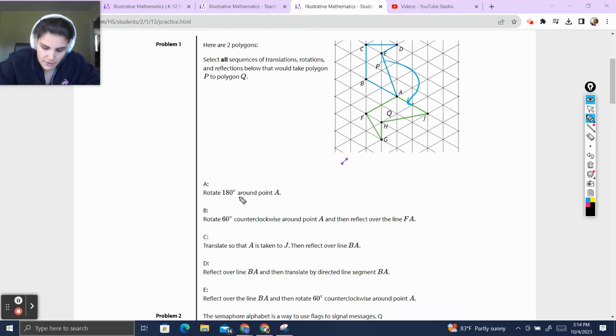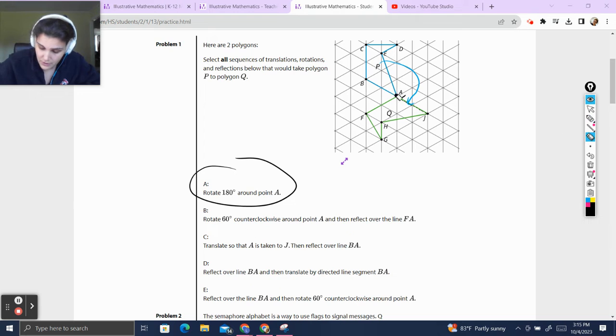A, rotate 180 degrees around point A. So what I like to do is think of one of my lines right here. If I took this line and rotated it 180 degrees, it would end up over here, because that's 180 degrees. That is exactly where I would want it to be. So I'm pretty sure that this is the correct answer.